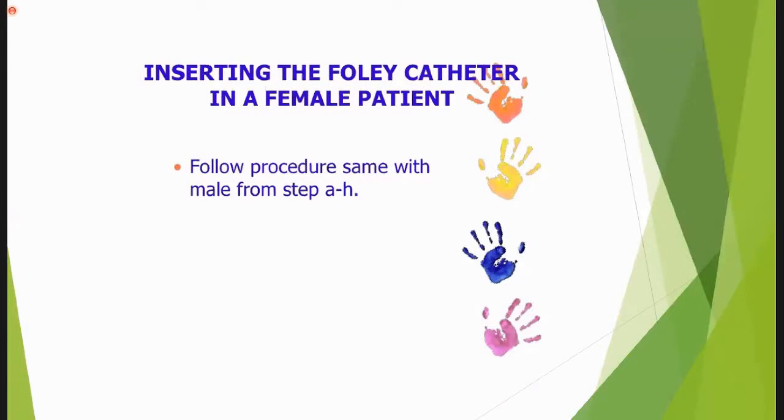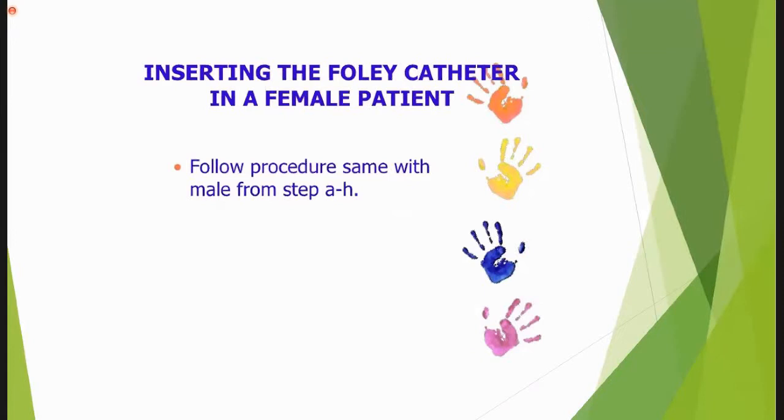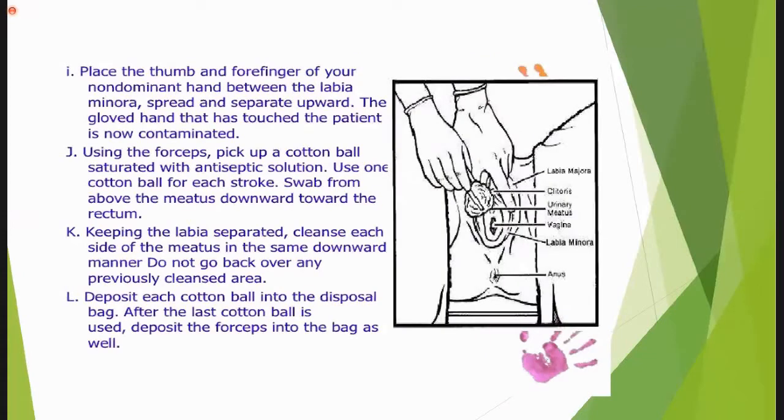Male catheterization. Now we will start the female catheterization. Same procedure as with the male, from step A to H. And the last one is to place the thumb and forefinger of your non-dominant hand.